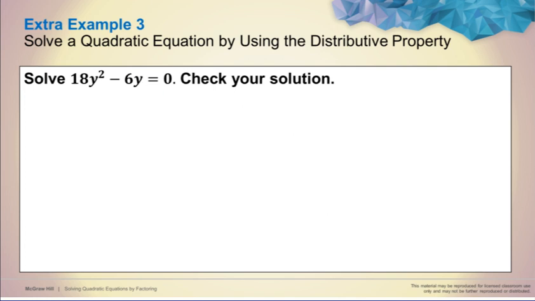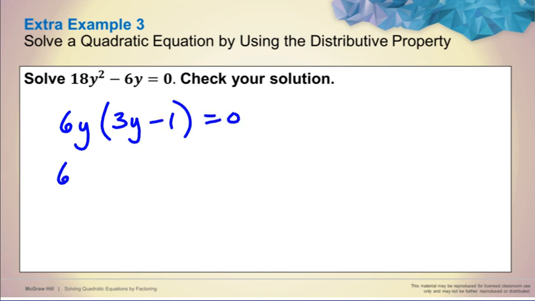Next example. Again, I have just two terms. And I look, 18 and 6, the common factor of 18 and 6 is 6. Common factor of y squared and y is just 1y. If I divide that out, I end up with 3y minus 1. Both of them equal 0. So 6y equaling 0, and then 3y minus 1 equaling 0.